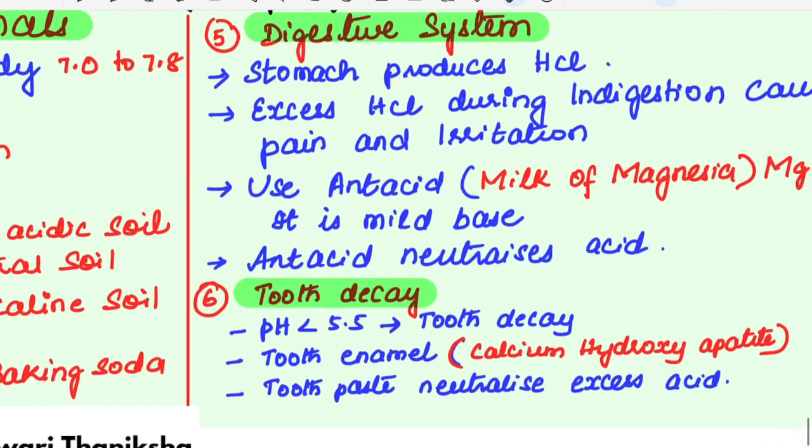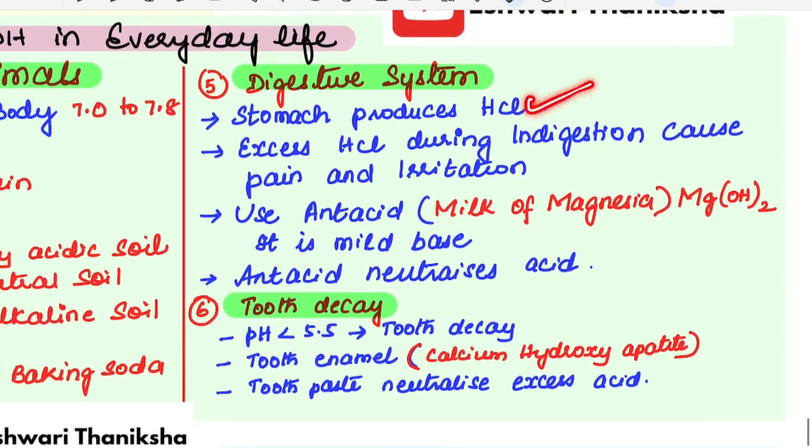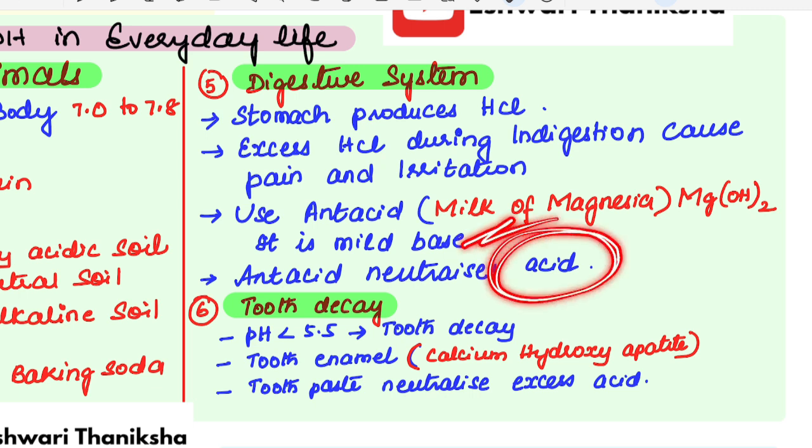Then digestive system. So you know that in the stomach HCl will be produced. So HCl, if it is excess, what will happen is it causes pain and irritation in the stomach. So at that time you can use antacid. So what is antacid? Antacid is nothing but magnesium hydroxide. It is a mild base. So therefore, if you use this base, it will neutralize the acid, which is HCl.